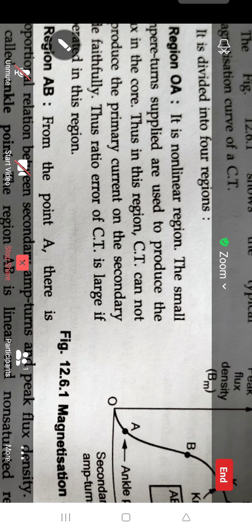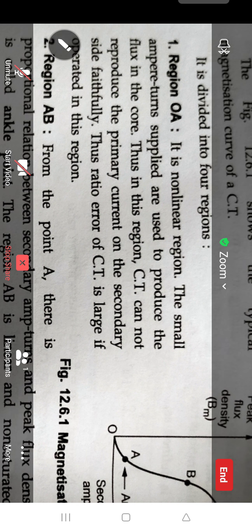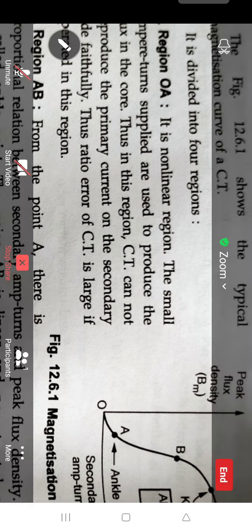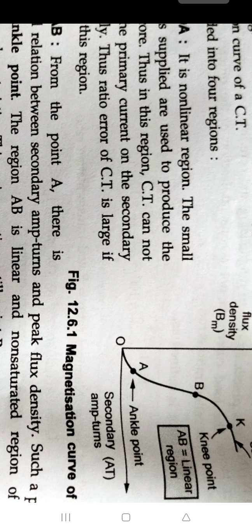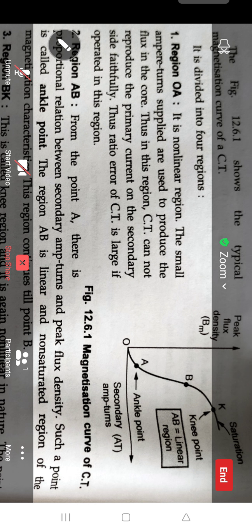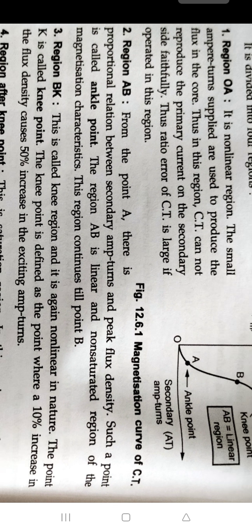Okay, so O to A is not a non-linear region, so it does not generate more secondary side current. So it is not faithful or reliable to work in this O to A region. Now we will see the second region, A to B region.